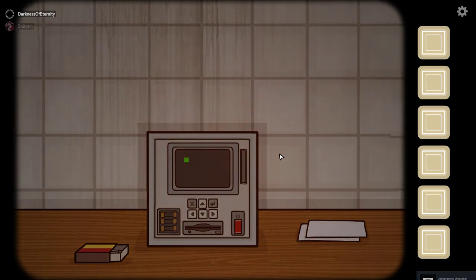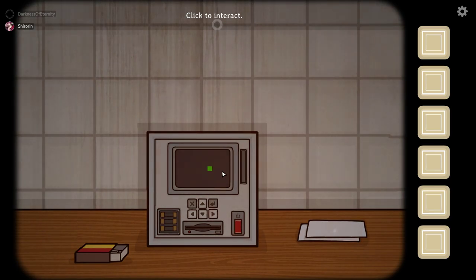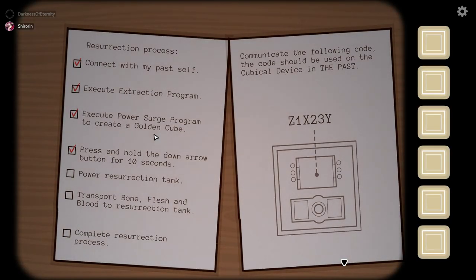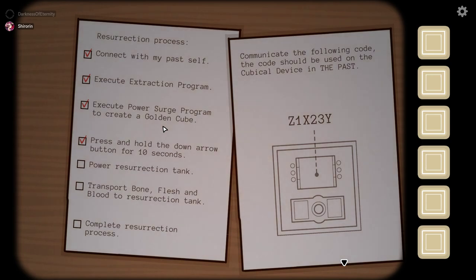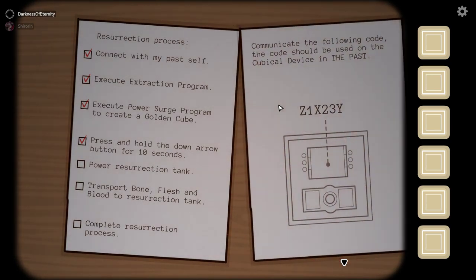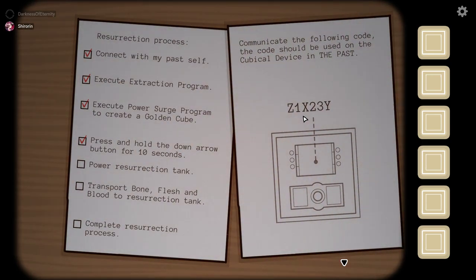Ah, that's what it looks like for you. Okay. Click to interact. Click one. Ah, okay. Verify connection by entering the code. Okay, Z1. Okay. X23Y. No. Z1. Okay.